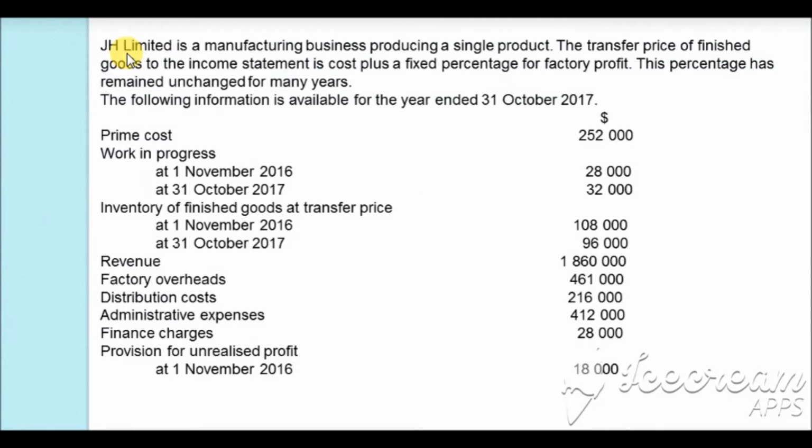The question states that JH Limited is a manufacturing business producing a single product. The transfer price of finished goods to the income statement is cost plus a fixed percentage for factory profit. This percentage has remained unchanged for many years. The following information is available for the year ended 31st October 2017.